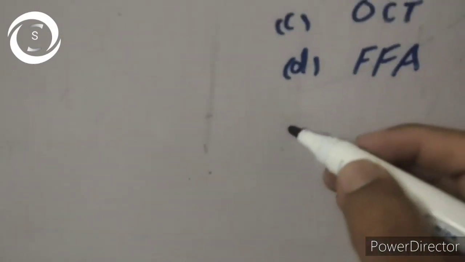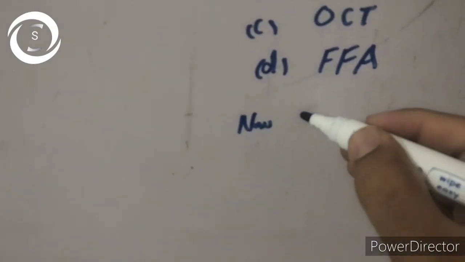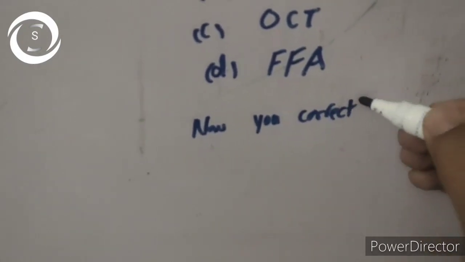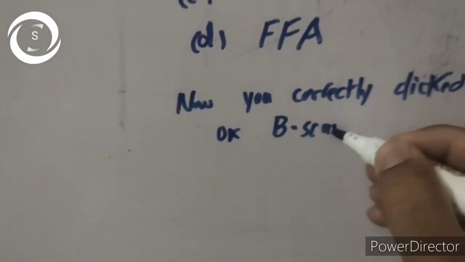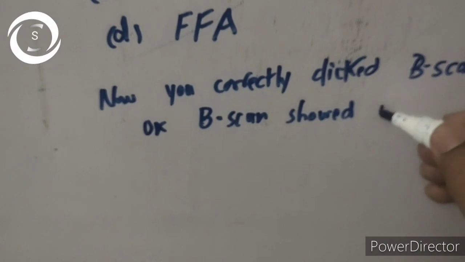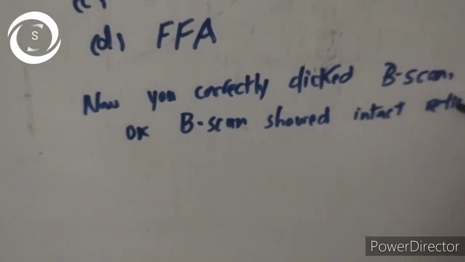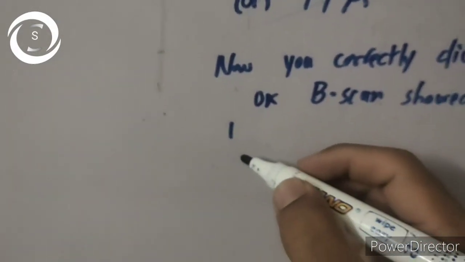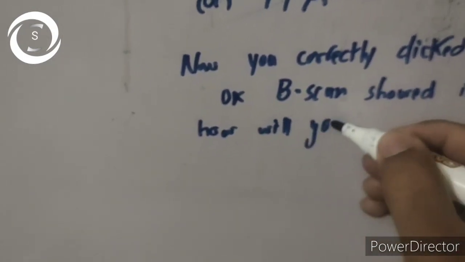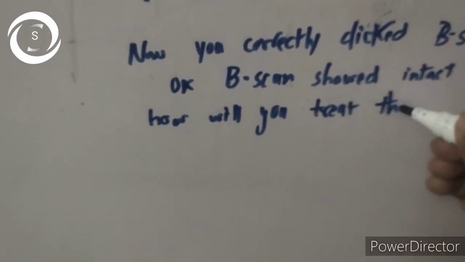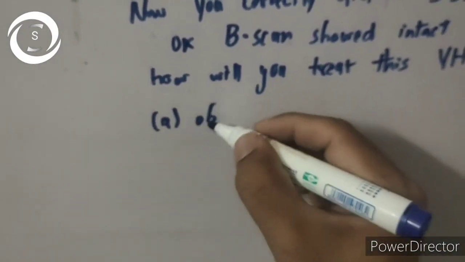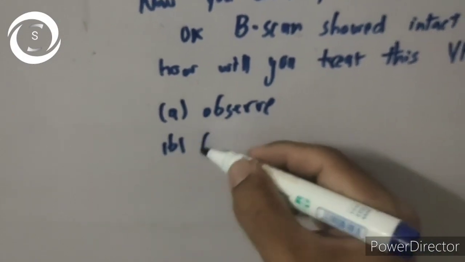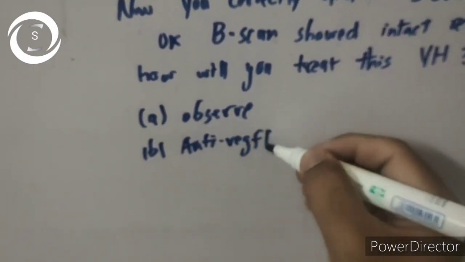Then again if you click the correct one, like B scan, then you can be asked what could be the management option for this diabetic vitreous hemorrhage, and you will be given options like observation, anti-VEGF injections, pars plana vitrectomy or laser. So now you have made 3 questions from the first scenario. That's how modified essay questions are made.